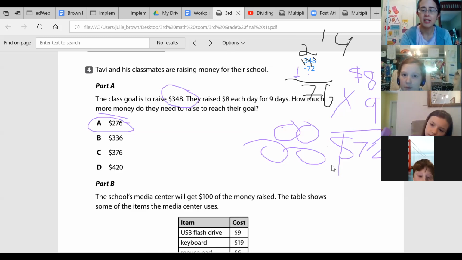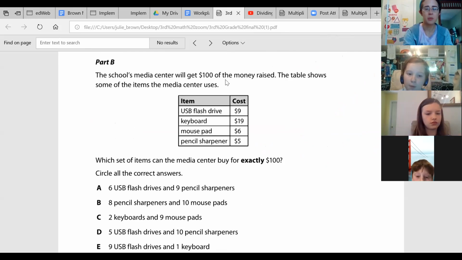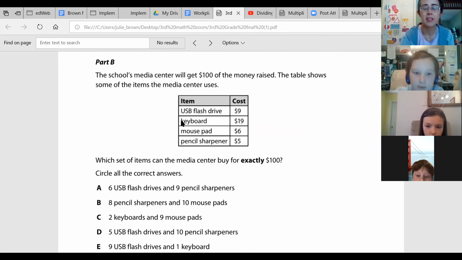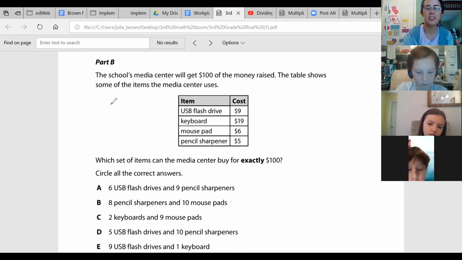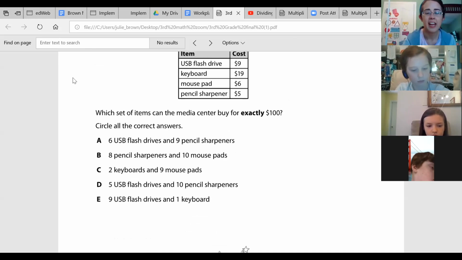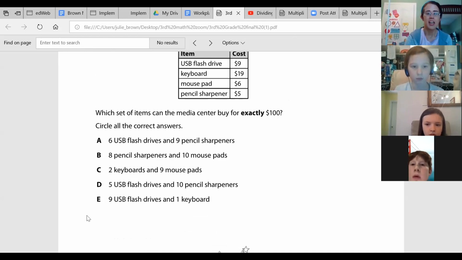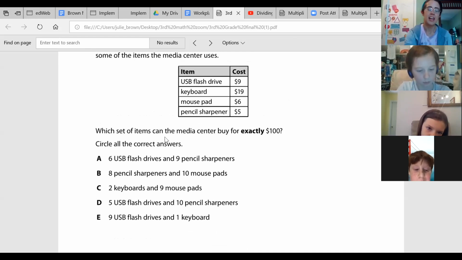All right, part B. Let me clear all the drawings. Part B says the school's media center will get $100 of the money raised. And the table shows some of the items the media center uses. Like a USB flash drive, how much does that cost? $9. Yeah, $9. So we would be looking at A all the way down to E and using multiplication to see if the answer could be exactly $100.